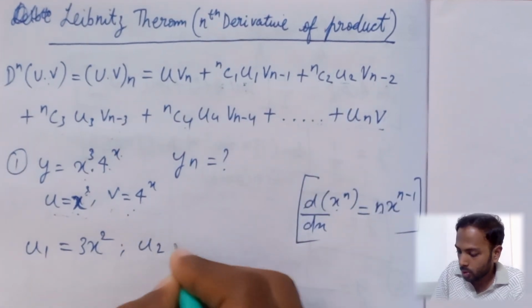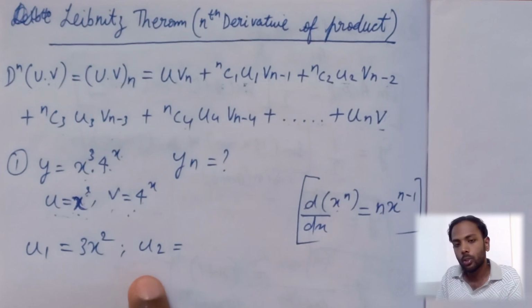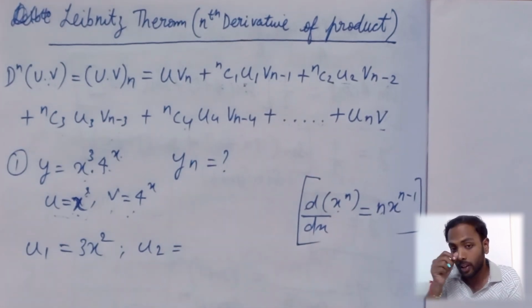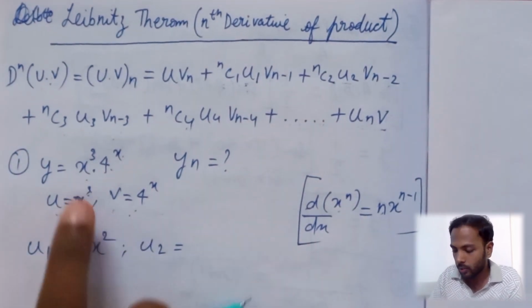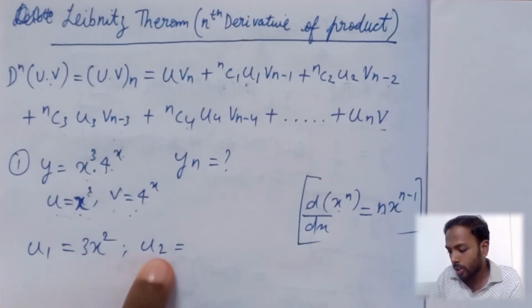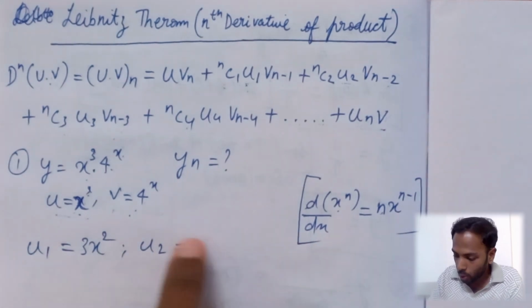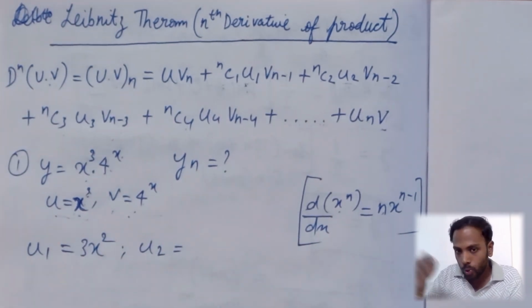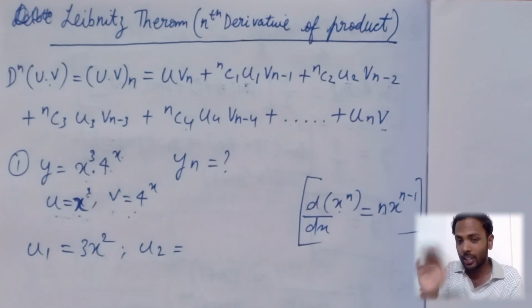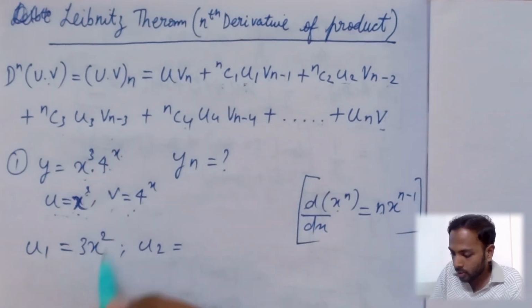So u2 is what? What is the meaning of u2? u2 is the second order derivative of u. First order is when you differentiate it once. Second order is when you differentiate u1, you get u2. When you differentiate u2, you get u3. When you differentiate u3, you get u4. So it's recurring. So u2 is nothing but differentiation of u1.